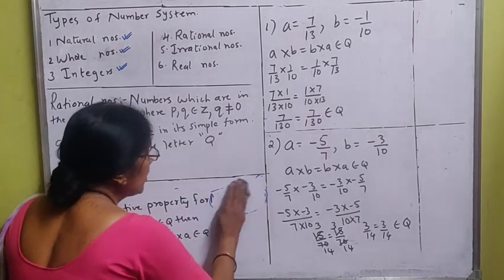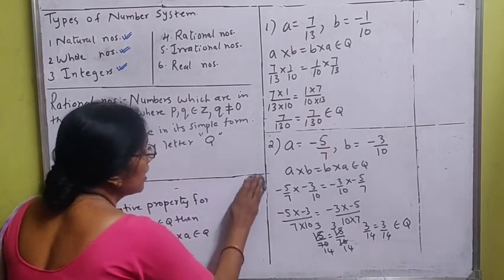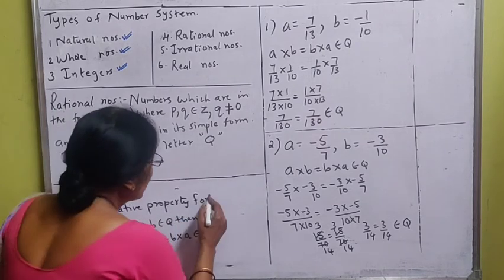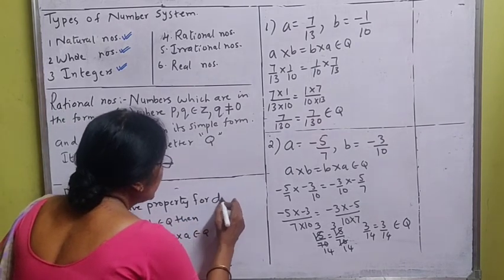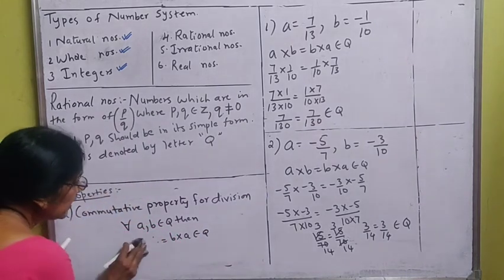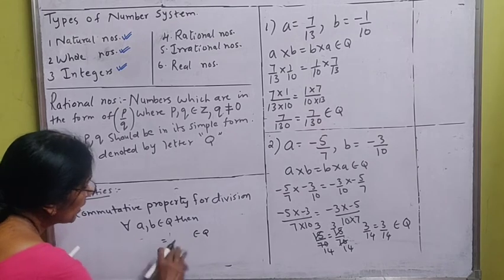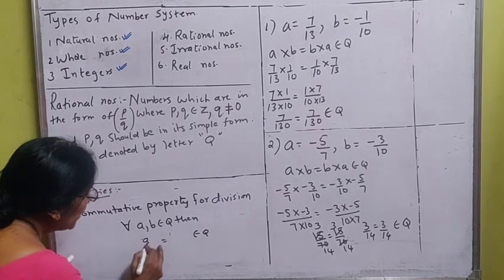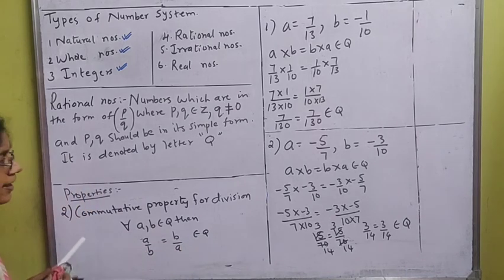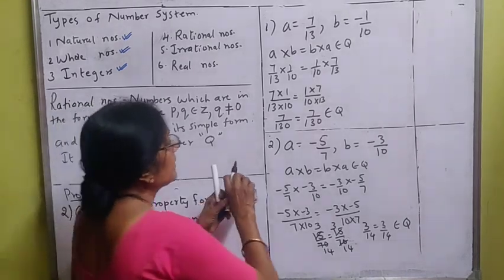What is the last fundamental operation? The last fundamental operation is division. So let us see whether the commutative property for division is true or not. So what will the division mean here? It will change. So what will it become? A by B should be equal to B by A. Let us see by taking examples.